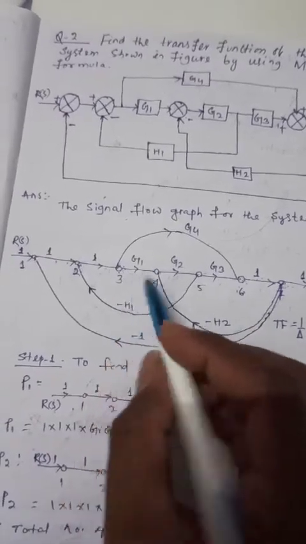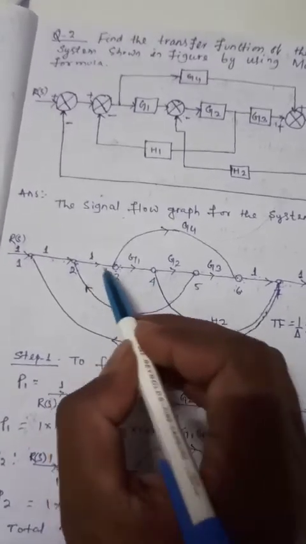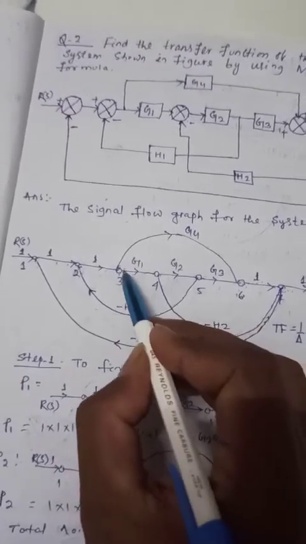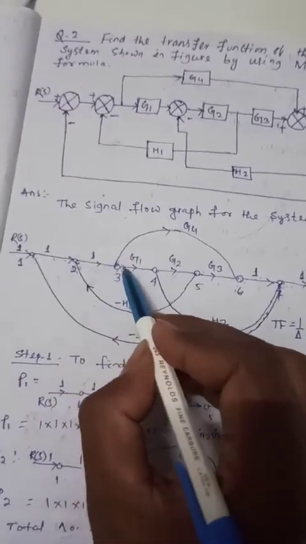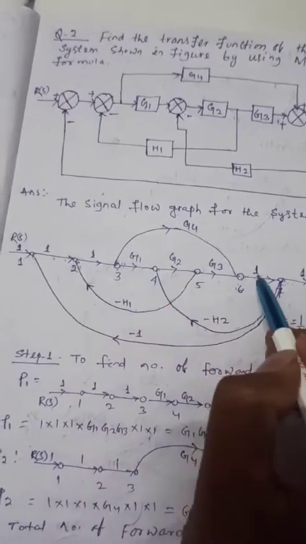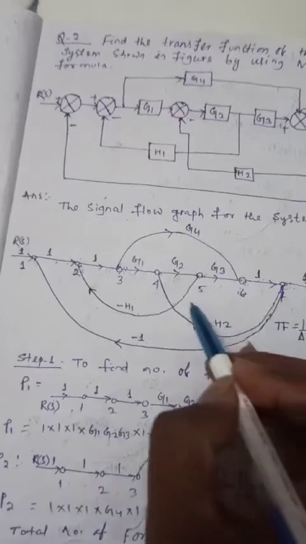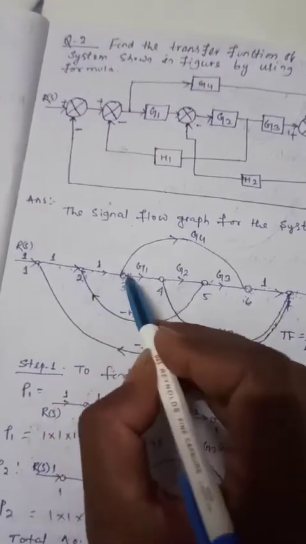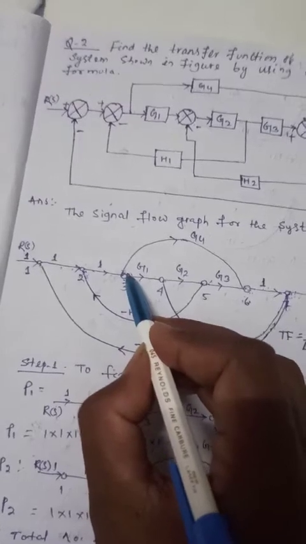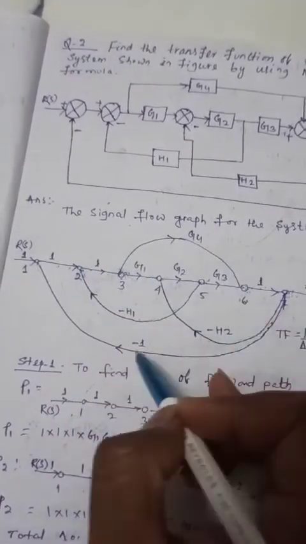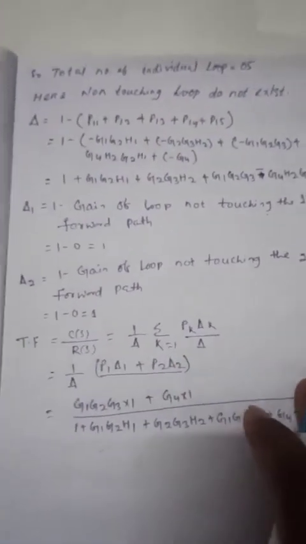Just consider the loop 2, 4. And 2 is connected to 3. So the loop forms from 3 to 6, 6 to 7, 7 to 4, 5 to 3, 5 to 2. So it makes a common node 3. That's why all the 5 loops are connected to each other. That means non-touching loops do not exist here.